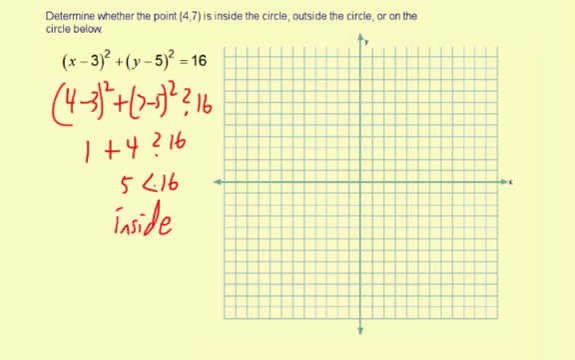If we had an equal sign here, it would be on the circle, and if we had greater than, it would be outside the circle. Let me just graph and verify real fast here. The center is at 3, 5. 1, 2, 3, 1, 2, 3, 4, 5. Radius is 4.